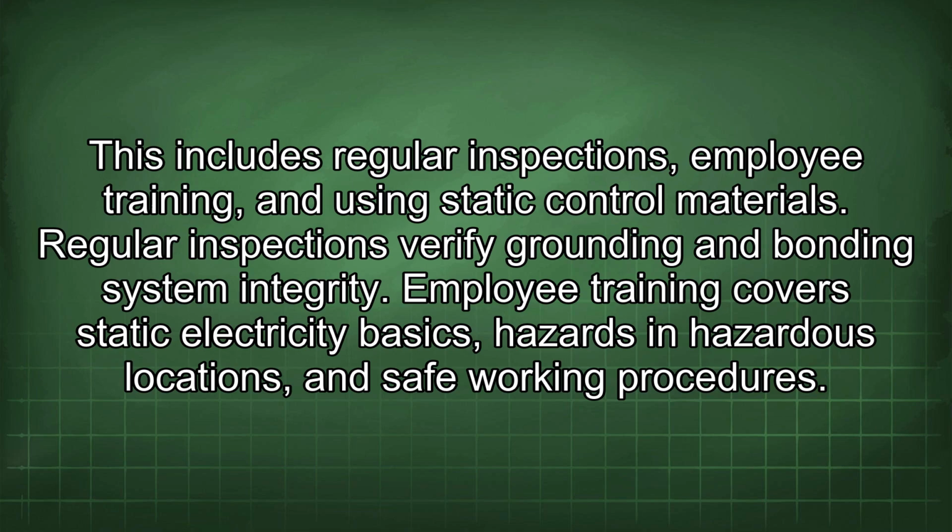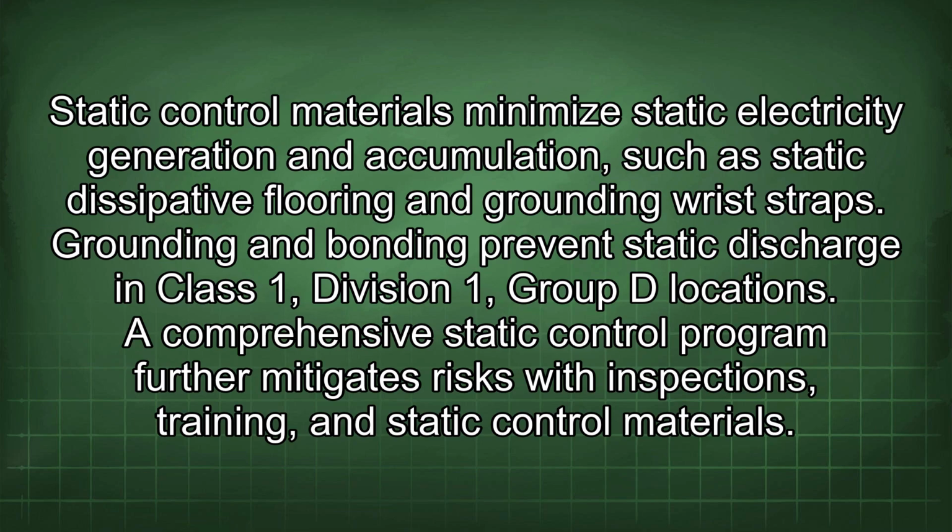Regular inspections verify grounding and bonding system integrity. Employee training covers static electricity basics, hazards and hazardous locations, and safe working procedures. Static control materials minimize static electricity generation and accumulation, such as static dissipative flooring and grounding wrist straps. Grounding and bonding prevent static discharge in Class 1, Division 1, Group D locations. A comprehensive static control program further mitigates risks with inspections, training, and static control materials.